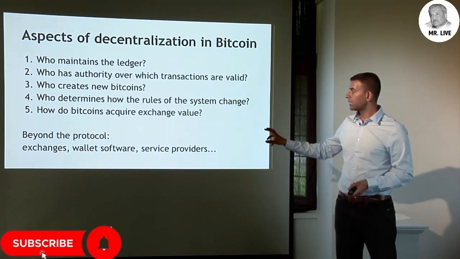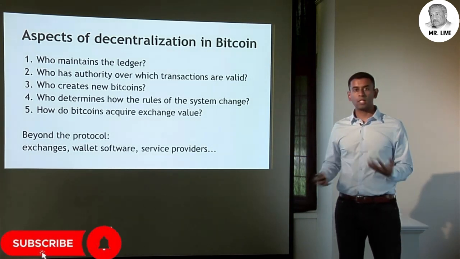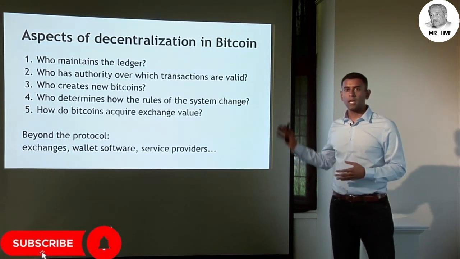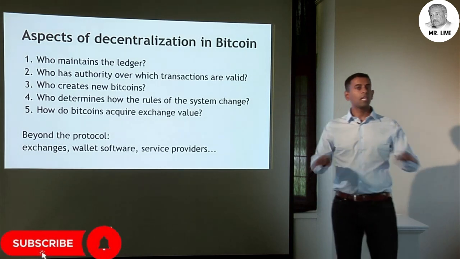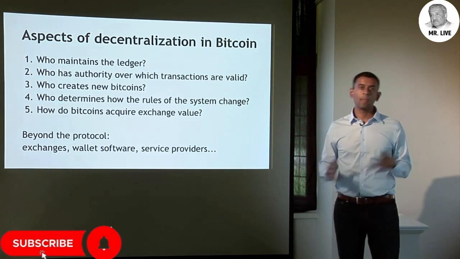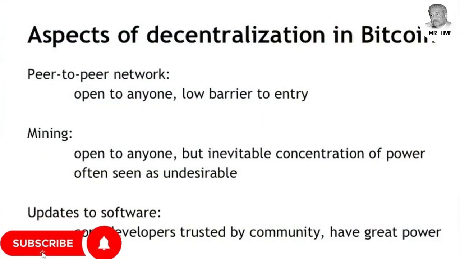And I want to emphasize that there are aspects to decentralization beyond the protocol. That includes things like Bitcoin exchanges, where you can convert Bitcoin into other currencies. It includes things like wallet software and a variety of other service providers. And so even though the underlying protocol is decentralized, these services that develop on top of it may be centralized or decentralized to varying degrees. And just to drive home this point, let me show you 3 different aspects of Bitcoin and where they fall on the centralization-decentralization spectrum. First, there's the peer-to-peer network. And this aspect of Bitcoin, I would say, is the closest thing to purely decentralized.